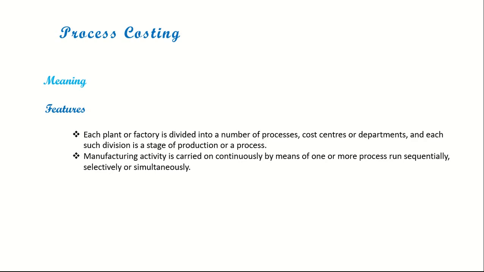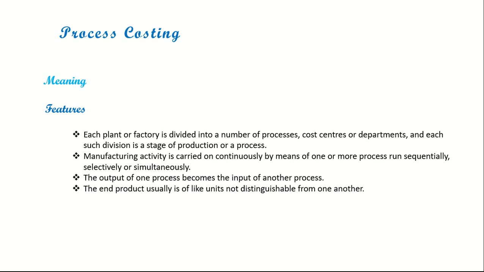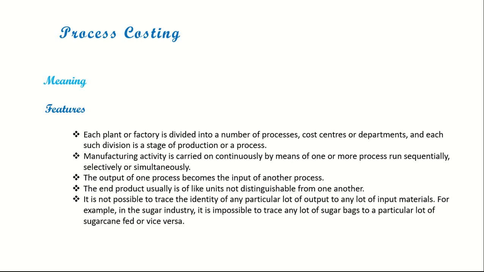Manufacturing activity is carried on continuously by means of one or more processes run sequentially, selectively, or simultaneously. The output of one process becomes the input of another process. The end product usually is of like units not distinguishable from one another. It is not possible to trace the identity of any particular lot of output to any lot of input materials. For example, in the sugar industry, it is impossible to trace any lot of sugar bags to a particular lot of sugar cane fed or vice versa. Production of a product may give rise to joint and/or by-products.